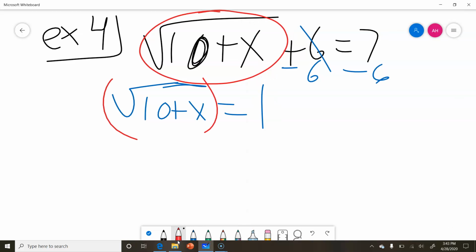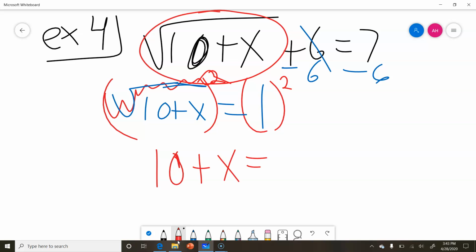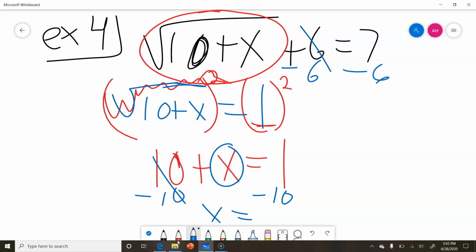Now in this instance, what do I do here? I am squaring this to get rid of the radical sign. The radical sign is gone, boom, gone, and the square is gone. I get 10 plus x equals, what's 1 times 1? It's still 1. Now I have x by itself, so I need to subtract 10, and I get x equals, what is 1 minus 10? Negative 9. Now that's my answer, negative 9, but I need to check it.